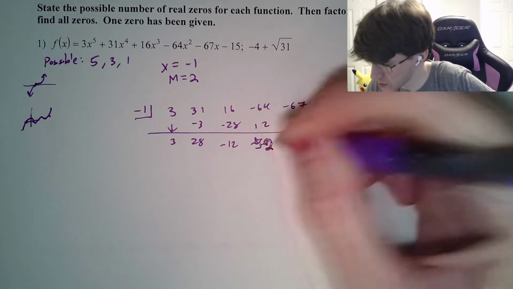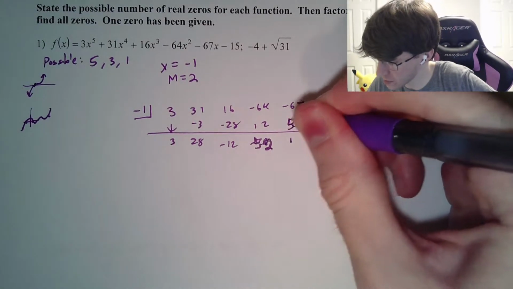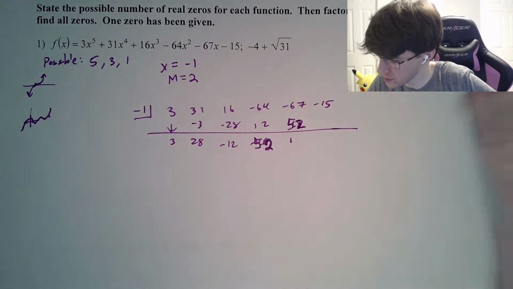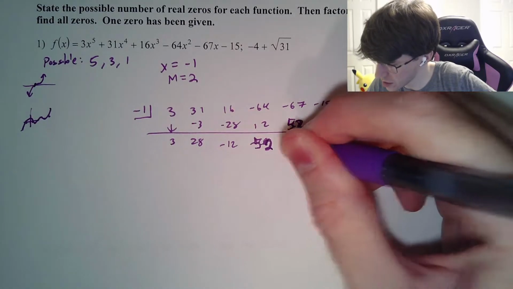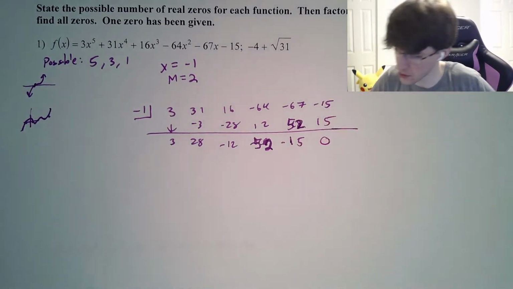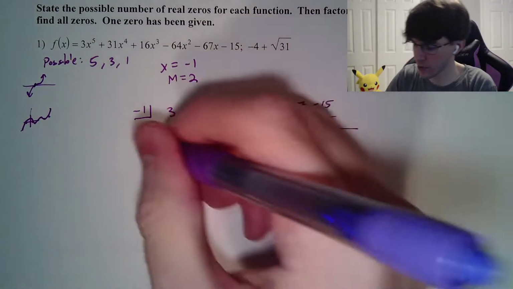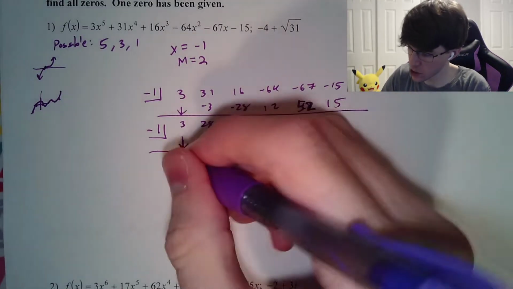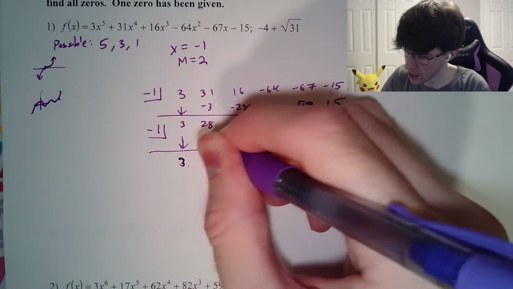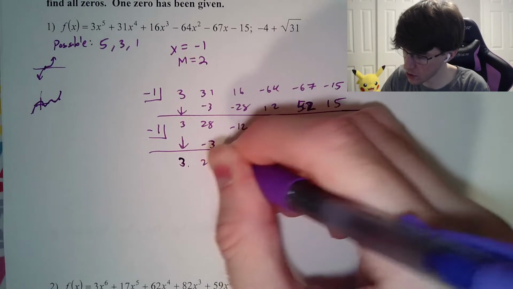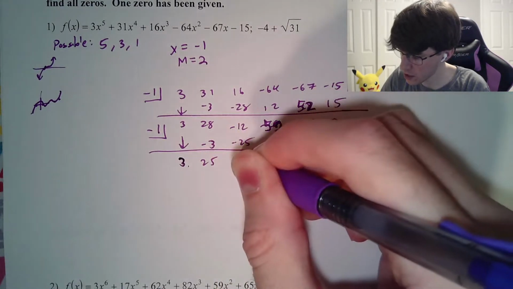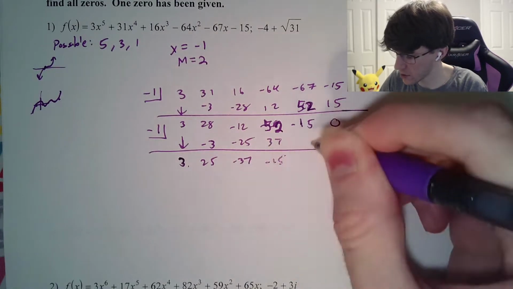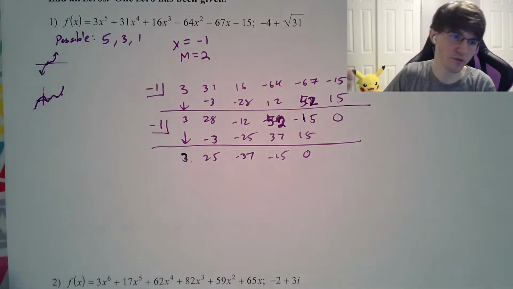I knew I made a mistake, by the way, because this didn't end up adding up to 0 in the end. That's how you can catch your own work too. Now I got 15 in the negative, which makes this a +15, makes it a 0. Perfect. But it happens again, so you have to do another one. You've got a -1, and you repeat that process for the synthetic division. You bring the 3 down, multiply, -3, add up, 25, -25, -37, +37, -15, +15, 0.